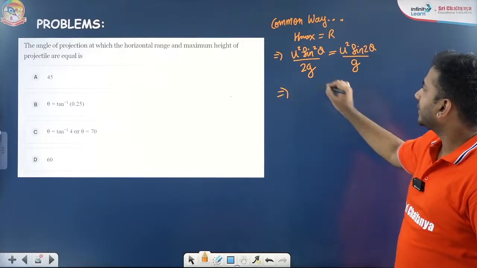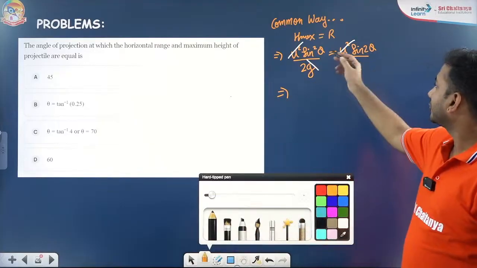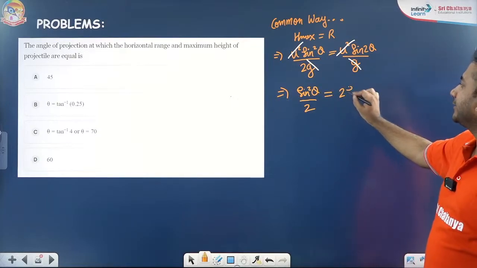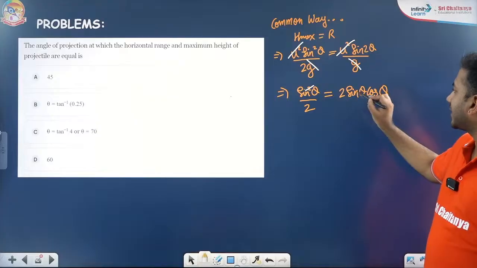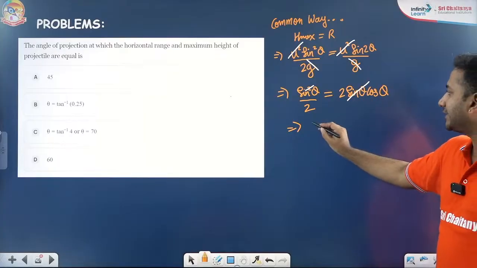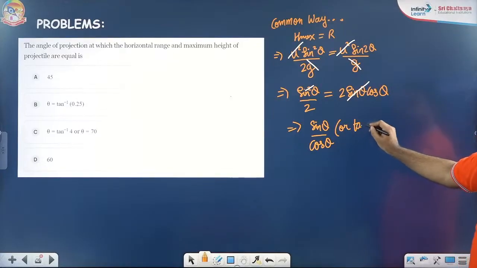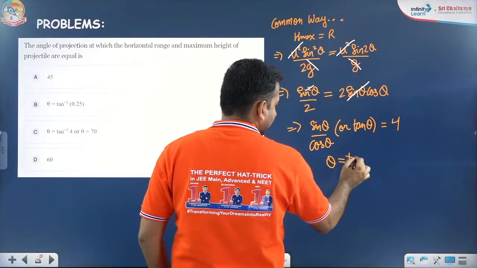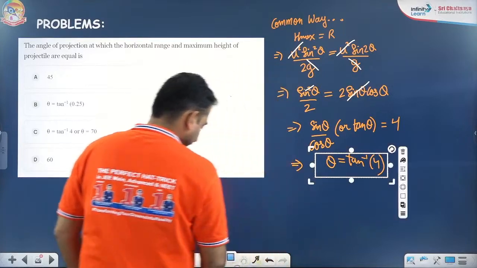All right. So u square by g, I can see that u square cancelled, g got cancelled. One power of sine theta, so I can write it as sine square theta by 2. This sine 2 theta can be written as 2 sine theta cos theta. Another power, one power of sine and sine is completely cancelled. What you get here is sine theta by cos theta, which is also called tan theta, that will be equal to 4. From here theta equals tan inverse 4. This is the general way of doing it.